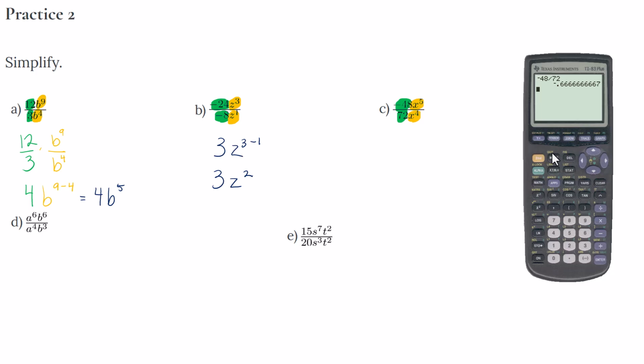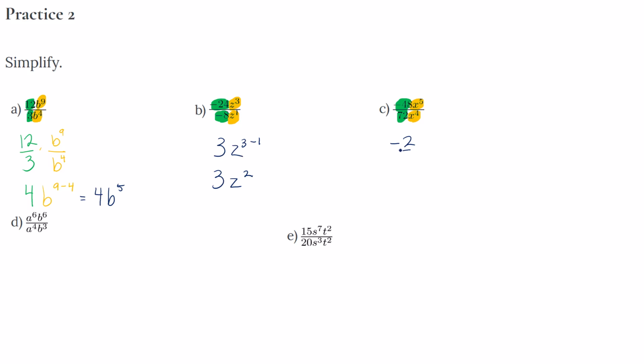You'll see that comes out to a fraction, and then we can use the math button and number 1 to change it into a fraction in the most reduced form. So I'm going to replace negative 48 over 72 with negative 2 over 3. And then when I see x to the power of 5 and x to the power of 4, we're going to be able to subtract those exponents. So I would probably rewrite this as negative 2 x to the power of 1, or just x, over 3.